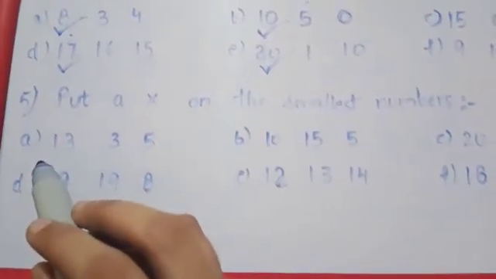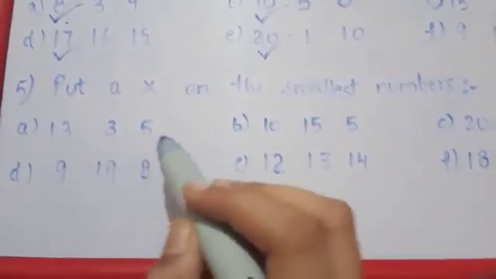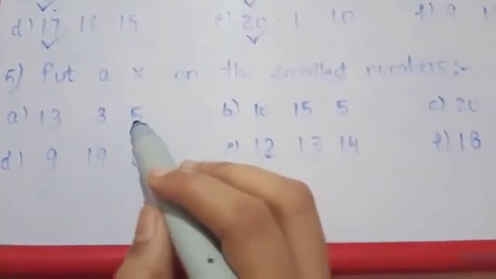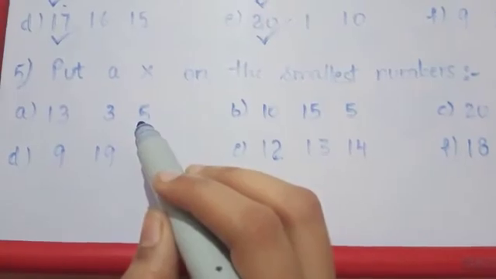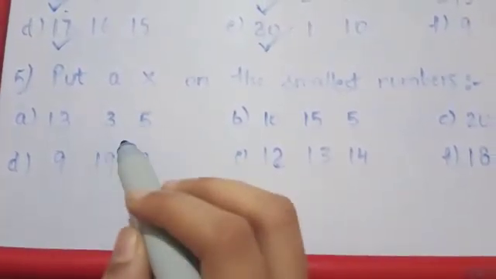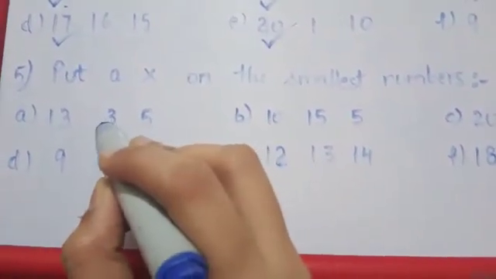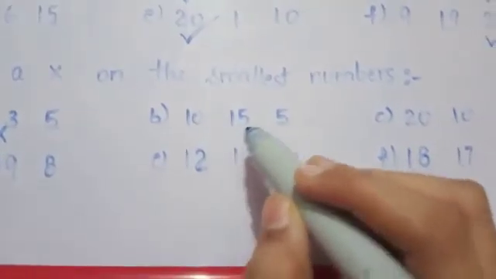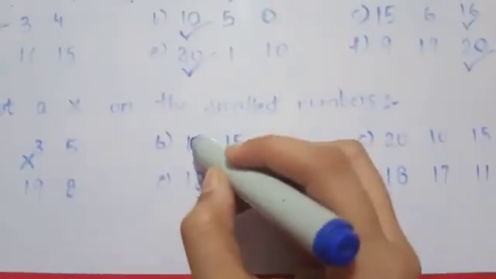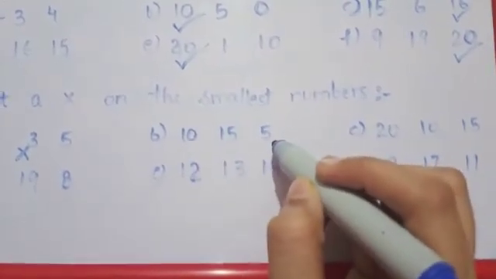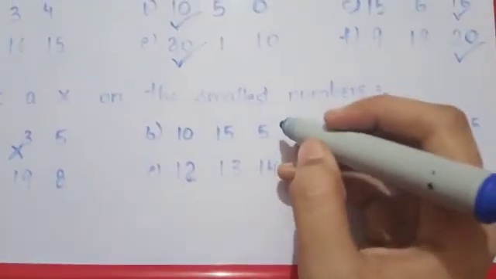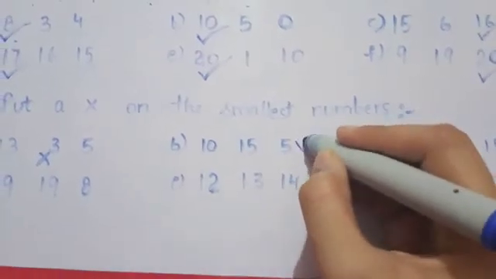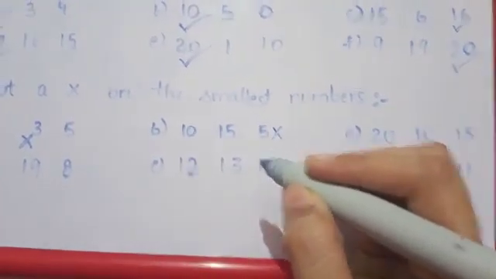So come on part A, 13, 3 and 5. Which is the smallest number? Smallest means सबसे छोटा. Which is the smallest number in this? Yes, 3. So we will put cross like this. 10, 15 and 5 in part B. Which is the smallest number? 5. Yes, so you have to put cross like this.